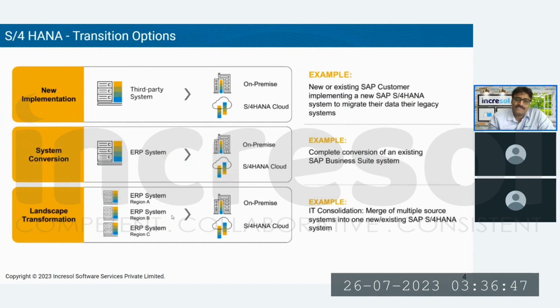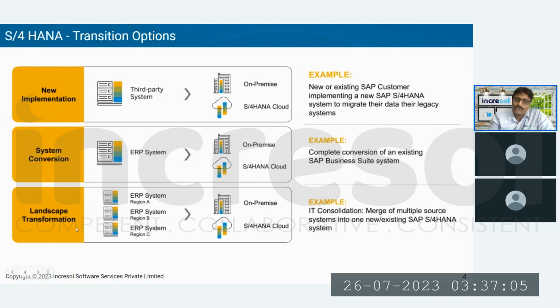So based on the different scenarios, you might have multiple SAP systems, and as part of this transformation journey, or digital transformation journey of S4HANA, you want to consolidate all and make it a single S4HANA system or a single ERP system. Then landscape transformation would be the best choice.